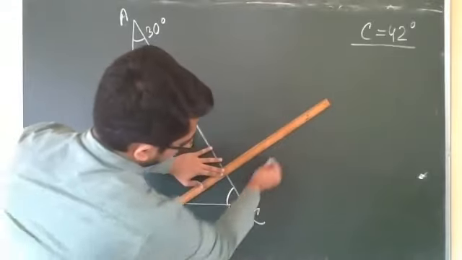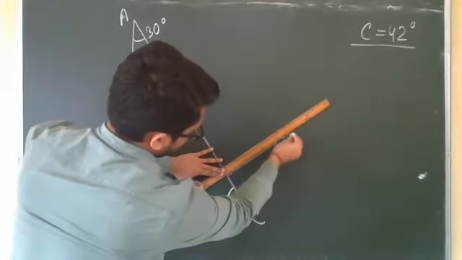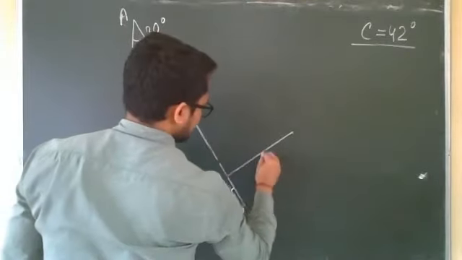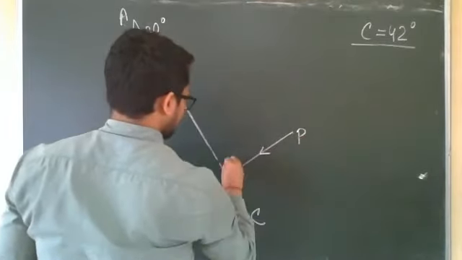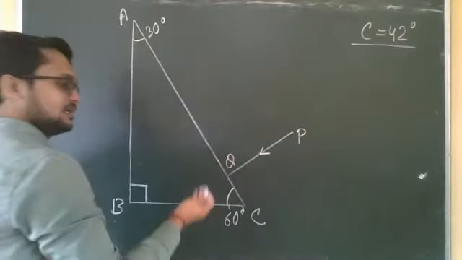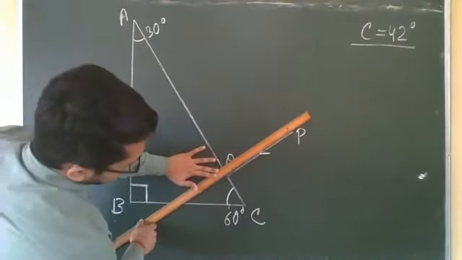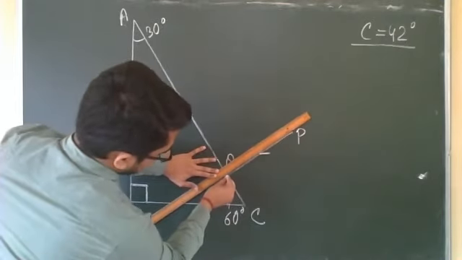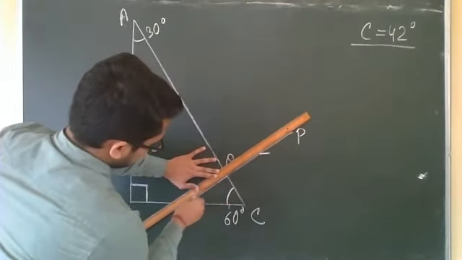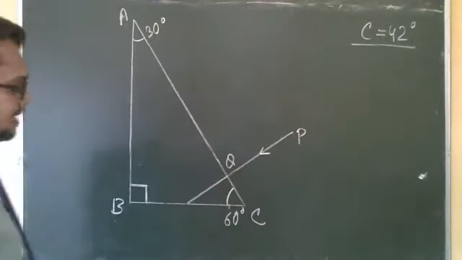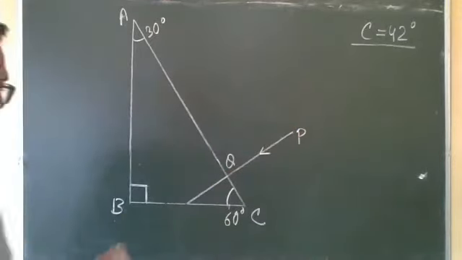Then what will happen? Normal incidence means there will be no deviation. It will go straight on. But in this case, light is not incident directly on the surface AB. It is incident on surface BC. For that reason, something different will happen.